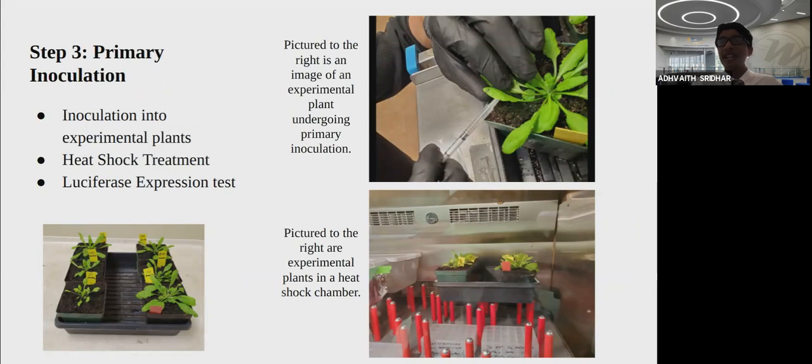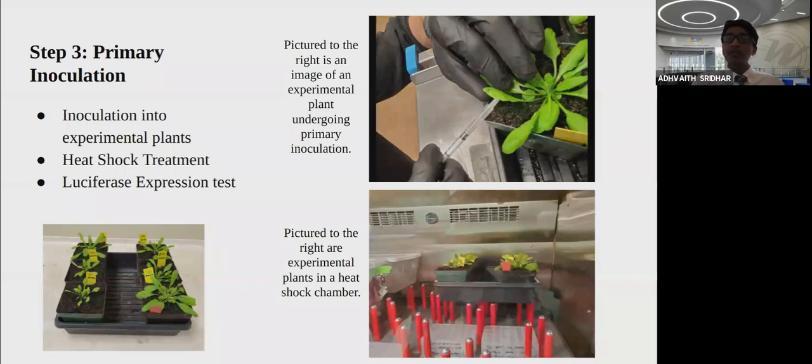So once the edited DNA was put into all of the plants, we put all of the plants, positive controlled plants, negative controlled plants, and experimental group plants into a heat shock chamber. And we did this because even though the heat shock would only affect the expression of genes in the experimental group plants, we wanted all plants to have identical conditions throughout the experiment.